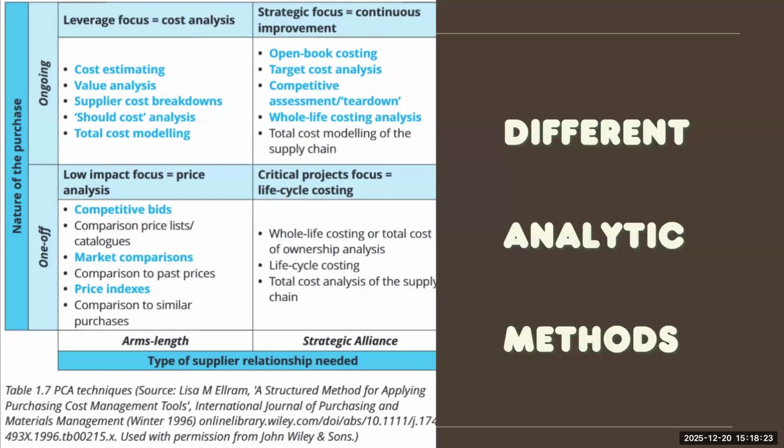In the slide guide, you can also see that we have a table of different analytic methods. We have a few ways. I can summarize them as price analysis, cost analysis, and whole life costing. For each group, we may apply them separately. For example, for routine items, according to the Kraljic matrix, we can majorly use price analysis.